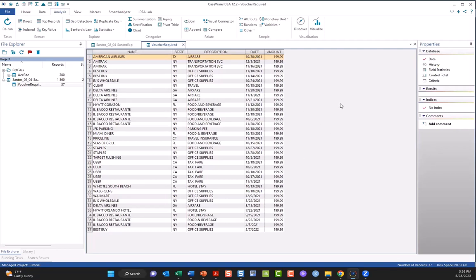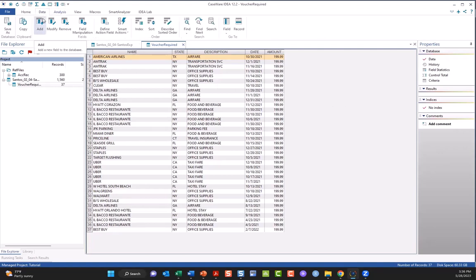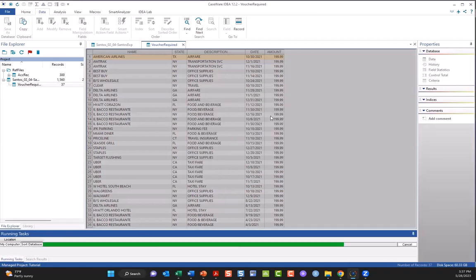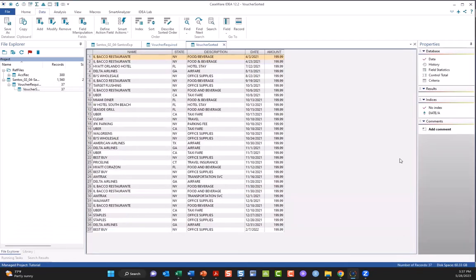ascending. And so what we will do here again is data sort. The field at the moment is sorted by name. I'm going to sort it by date ascending, in which case we'll get groups, and we'll do file name will be voucher sorted, and we'll do OK. Now we have it sorted by date.